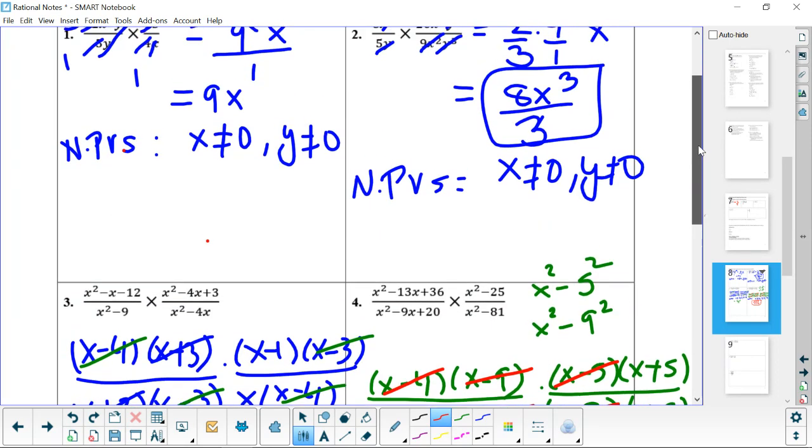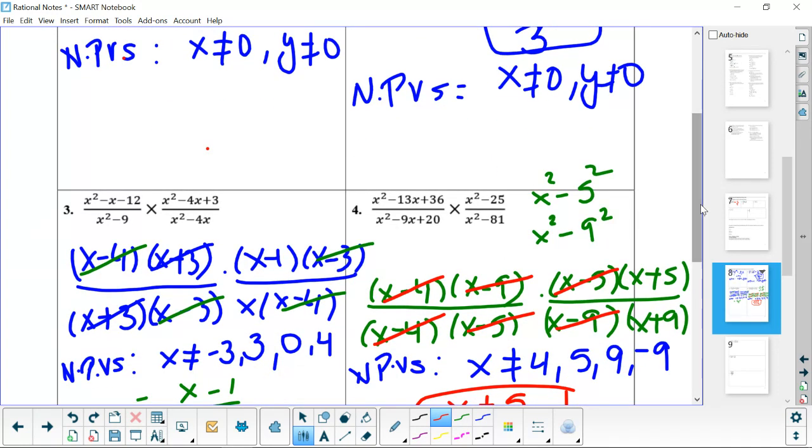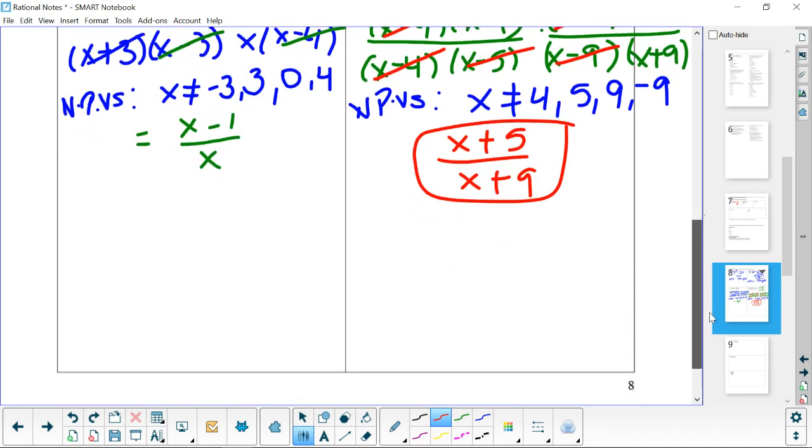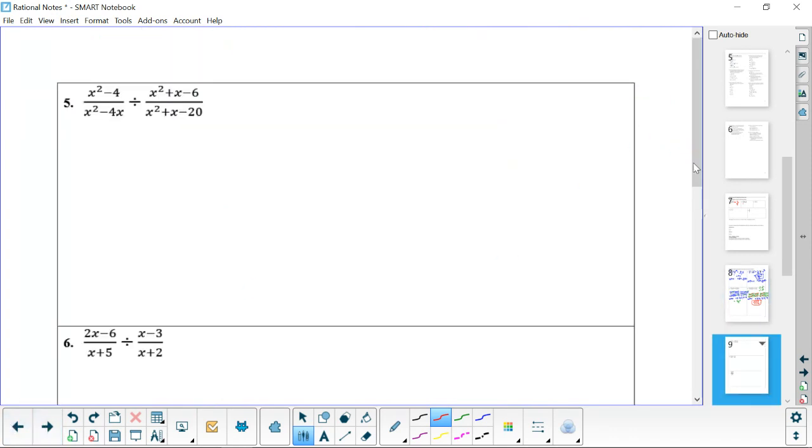So these first 4 questions were on multiplying rational expressions. Now we're going to do a few questions on dividing rational expressions. So let's do question number 5 on dividing rational expressions.